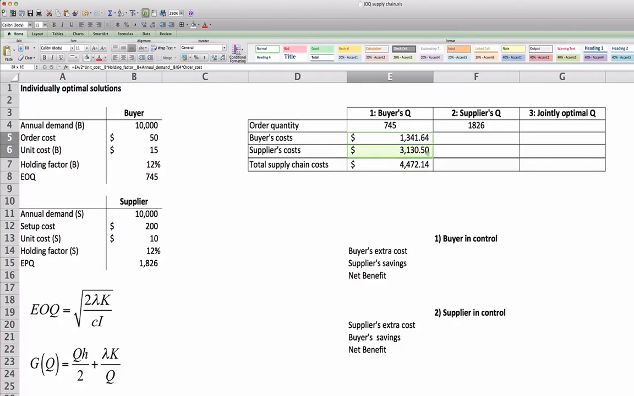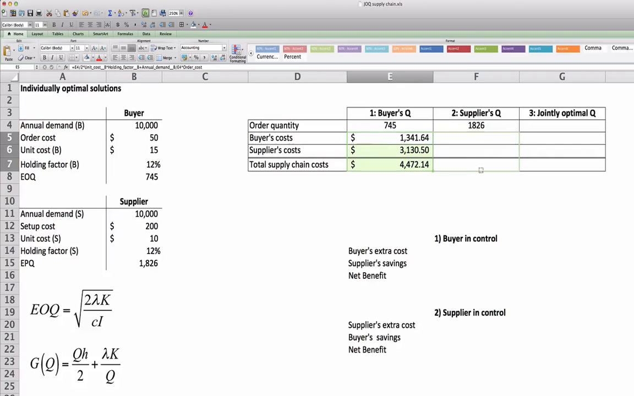Now we can of course do the same thing assuming that the supplier is able to choose that joint order quantity. All I will do now is simply drag these formulas over to the supplier, and you can of course type these formulas separately if you like, but you will clearly obtain the same results. So not surprisingly, you will see that if the supplier is able to impose her individually optimal production quantity, the buyer's cost will be higher because the buyer is deviating from her individually optimal order quantity. And conversely, the supplier will be able to minimize her total relevant costs.